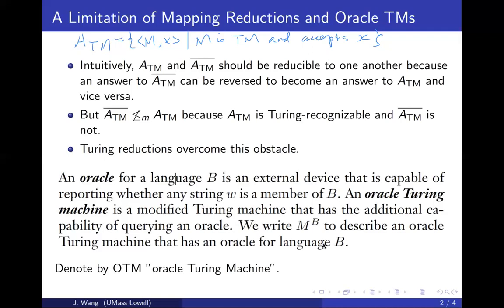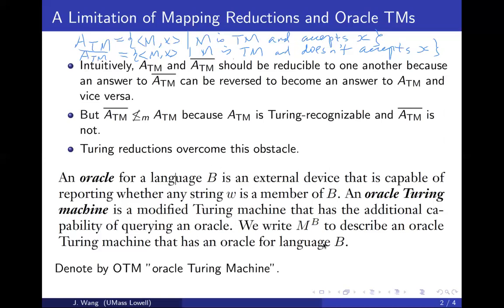So this A sub Tm complement is the same set of instances, but m doesn't accept x. Okay, so we know that A sub Tm is not decidable, and the complement of A sub Tm is not even Turing recognizable.